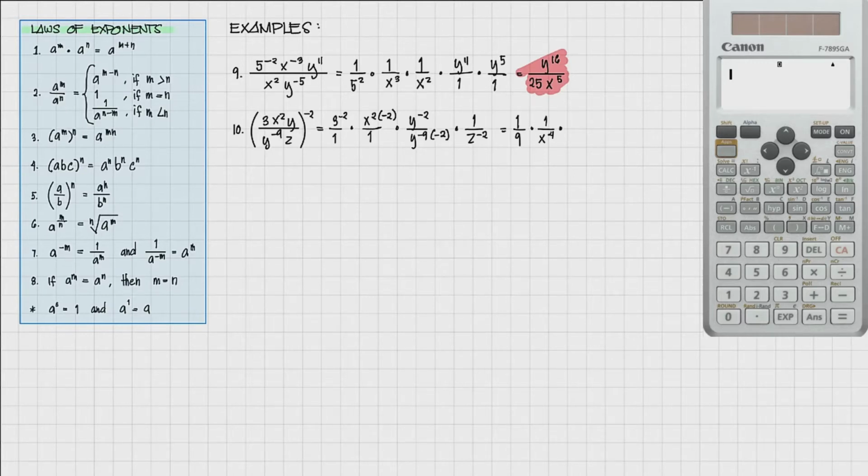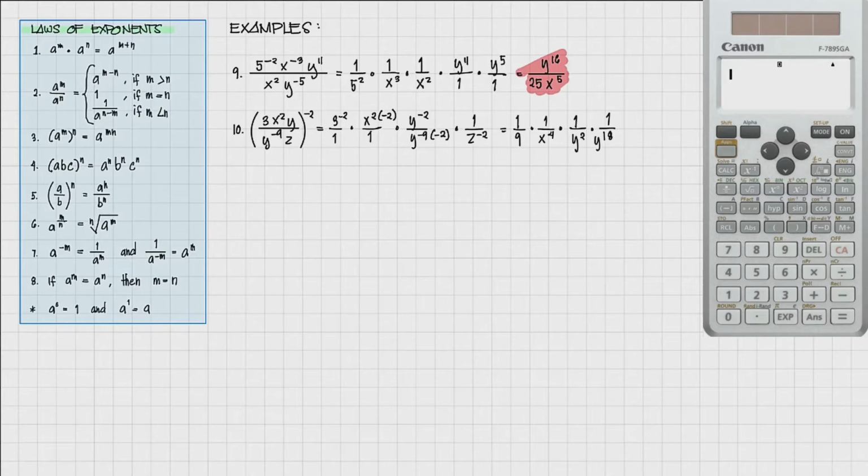What about the y? So you have negative 2 for the exponent here in our numerator. And for the denominator, we actually have, so let's write it down. So for this one, negative 9 times negative 2, it becomes positive, right? So this would become 18. So let's write that down. So for the first y, it becomes a denominator. The second y becomes y raised to 18, right?